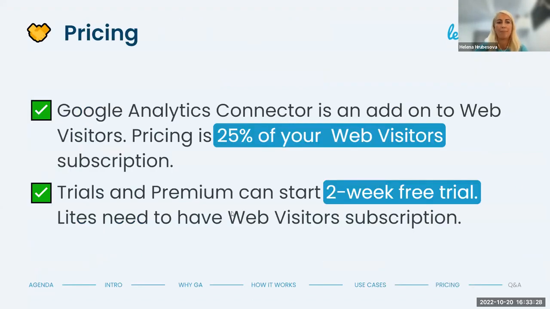And finally, pricing. The Google Analytics Connector is an add-on to our web visitor main product, which some of you, or hopefully all of you, are already using. The pricing is 25% of your web visitor subscription. So if you are already subscribed, it's going to be 25% of what you pay. If you are in trial, that's going to be 25% of what you will pay.